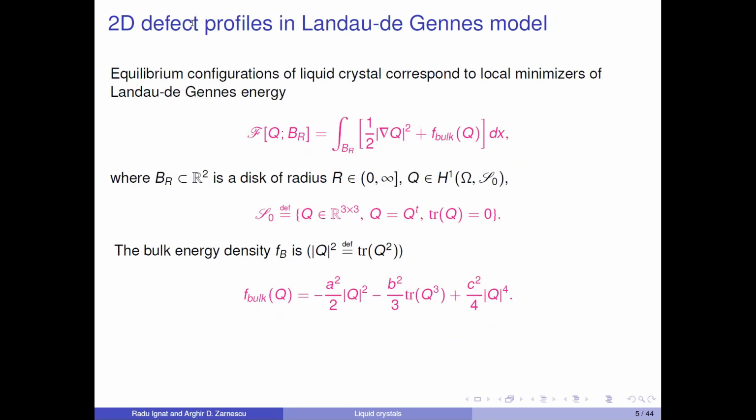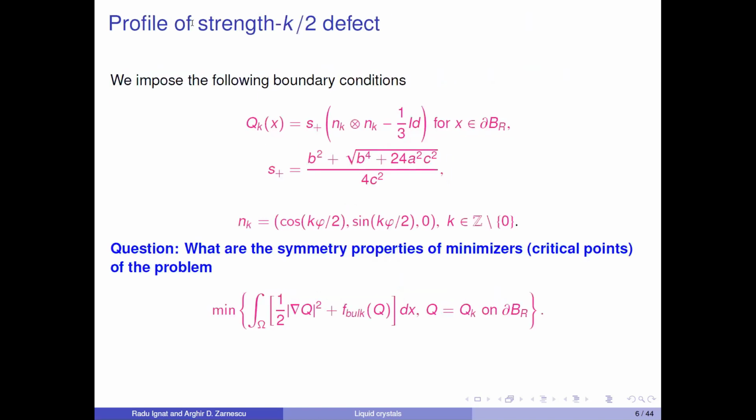Okay, so again, this is the energy that we are trying to minimize. B_R in R^2 is a ball of radius R, going from 0 up to infinity. Q is in H^1, and S_0 is just the set of Q-tensors. And this is the bulk energy density, where I put squares here just to keep track of the size of these coefficients.